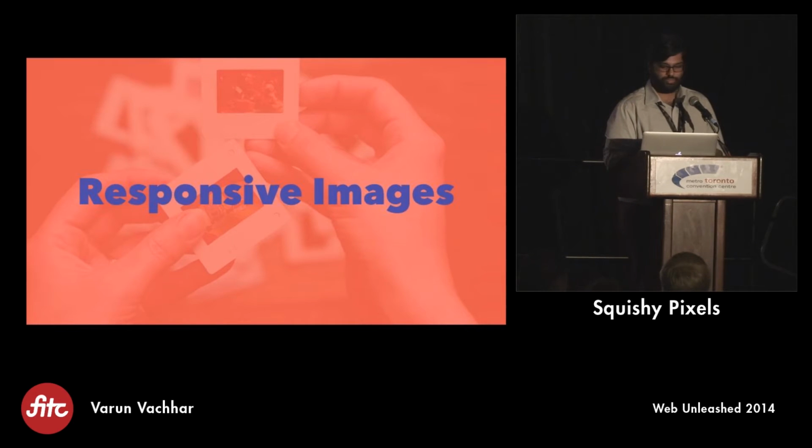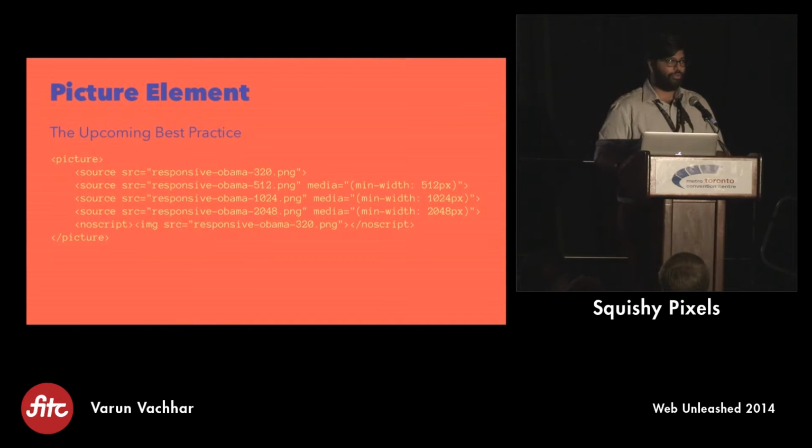This, of course, comes with a server-side component to it. You need to have a system which creates multiple versions of the same image, and then depending on the resolution of the device it's being viewed on, serve the most appropriate image. So how do you go about doing this? The first way you could do it is using the picture element.